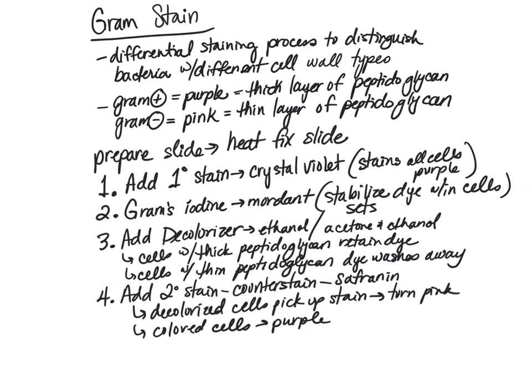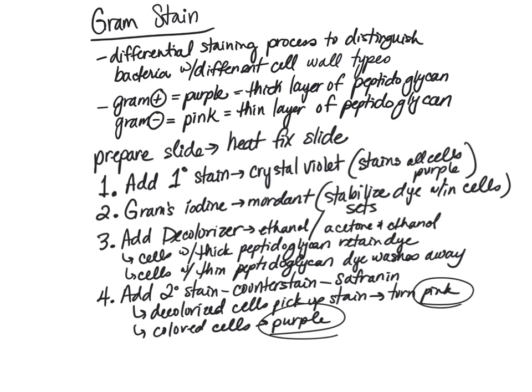So then what we end up with, again, is pink and purple, and remember that our purple is in the thick layer of peptidoglycan. So thick layer of peptidoglycan is purple, that's called gram-positive. And our thin layer of peptidoglycan is pink, which is gram-negative.